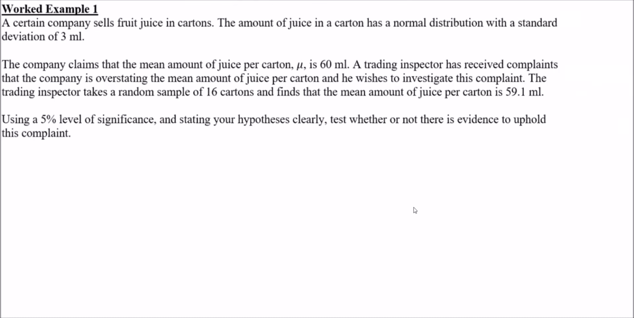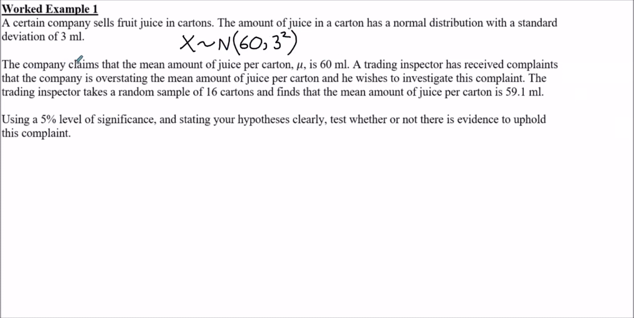So we're at example 1. We have a company selling fruit juice in cartons. The amount of juice in a carton has a normal distribution with a standard deviation of 3 milliliters. So first of all, we can just write this down. It's normally distributed, so let's call it big X. It's going to be normally distributed with a mean, it doesn't say the mean actually, it's a normal distribution. It says standard deviation is 3 milliliters, so the variance is 3 squared. And it says here what the mean is. It's believed to be 60, according to this company.